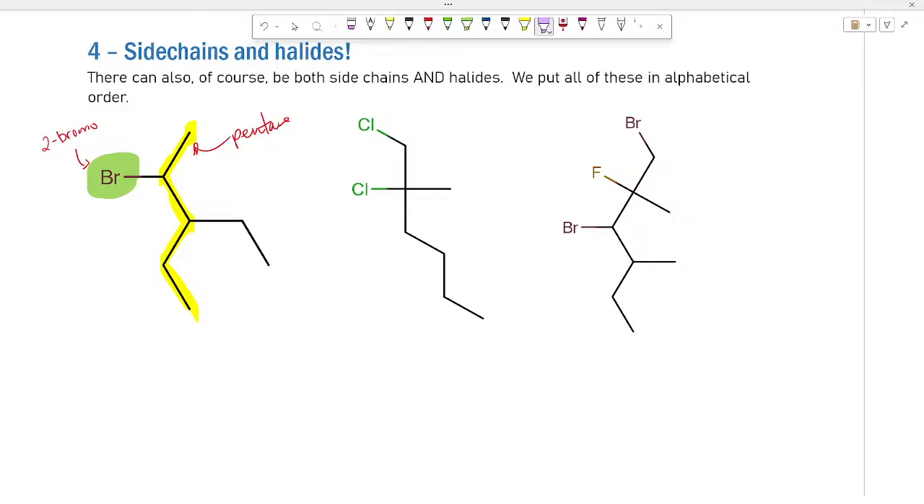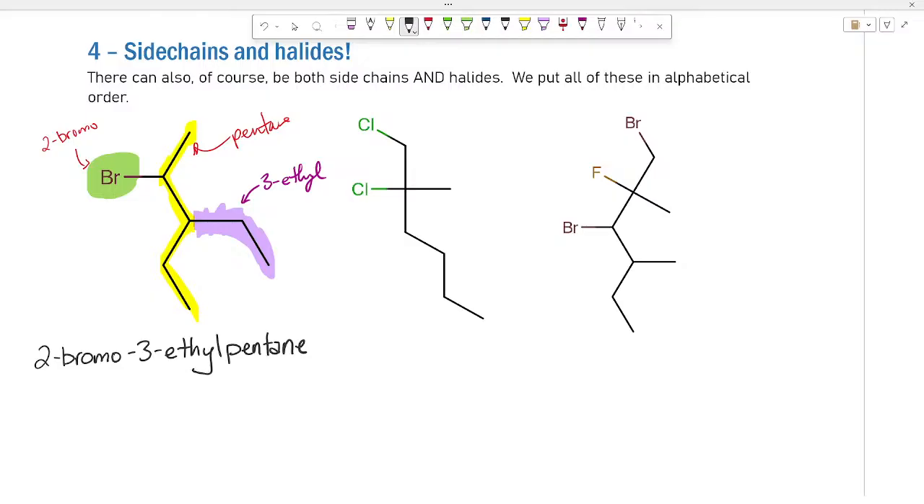And then this. Ethyl. Yeah, very good. And specifically? 3-ethyl. Good. And then these just go in alphabetical order. 2-bromo, 3-ethyl pentane. Good.